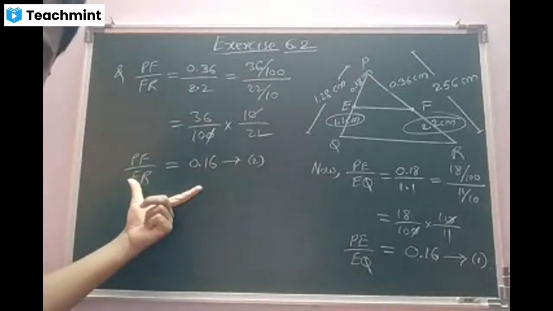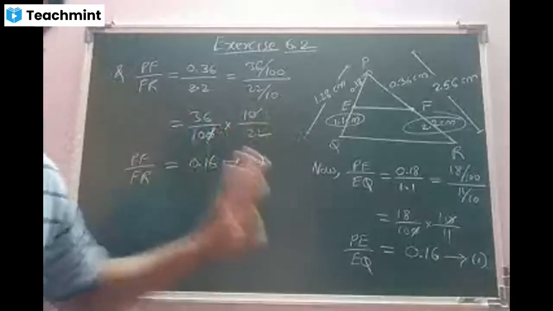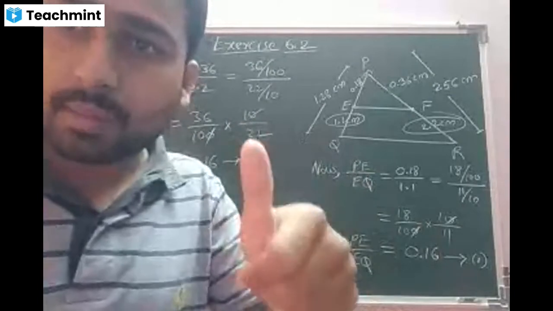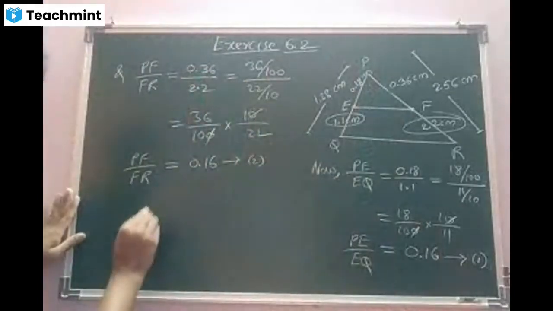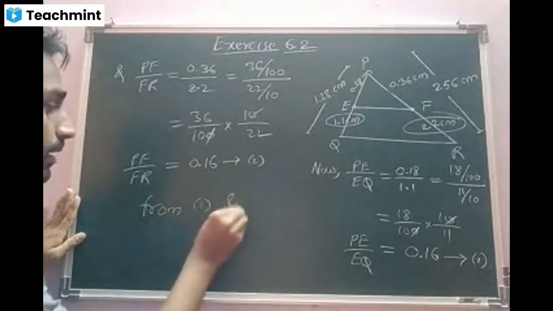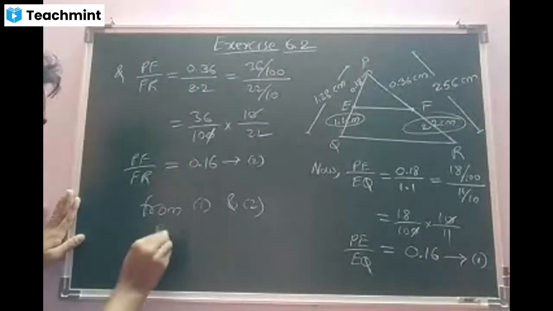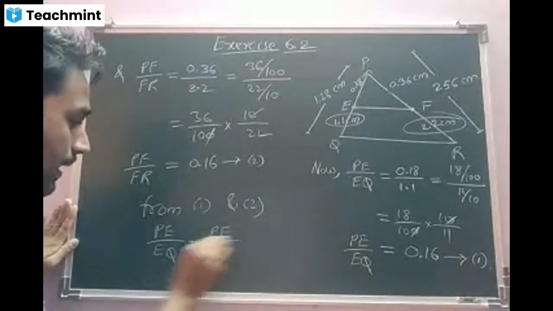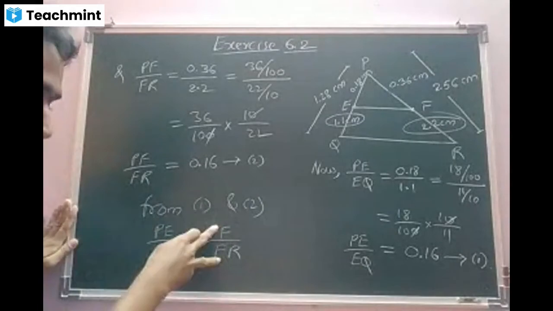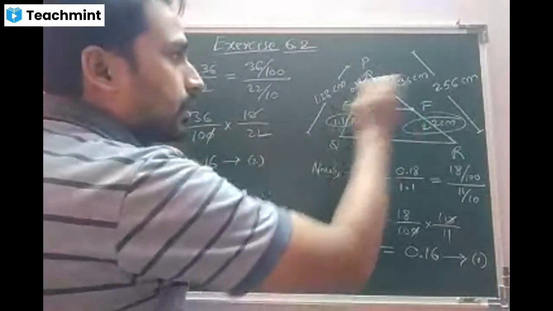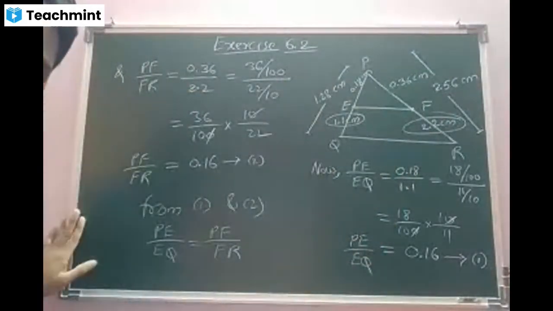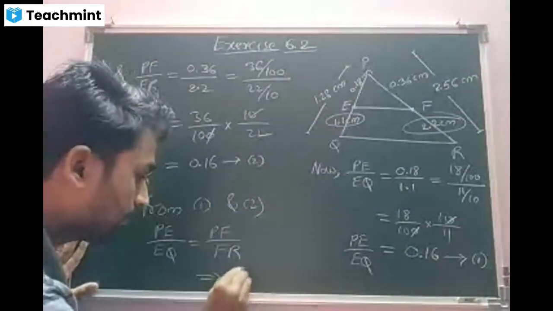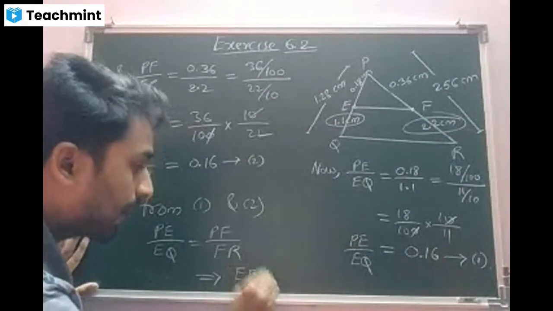Here also we got 0.16. Here also we got 0.16. Am I right, beta? Yes, sir. Now, in this case, Zindabad or Murdabad? Zindabad. Yeah, let us write. From 1 and 2, PE by EQ is equal to PF by FR. Since the two ratios are equal, it means the line EF is dividing the two sides of the triangle proportionately. Then, according to the converse of BPT, this implies EF is parallel to QR.